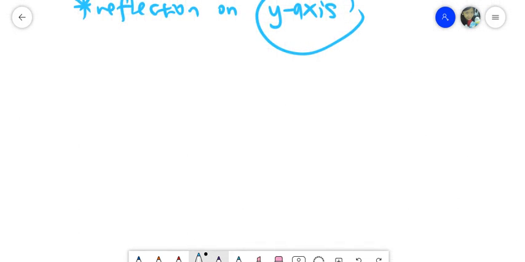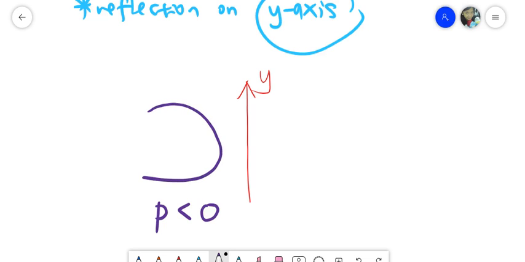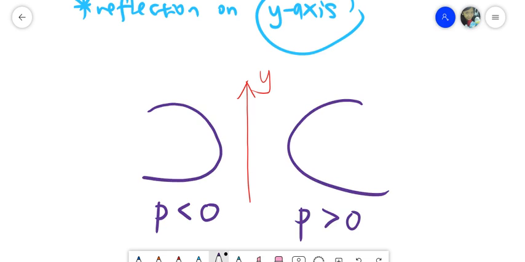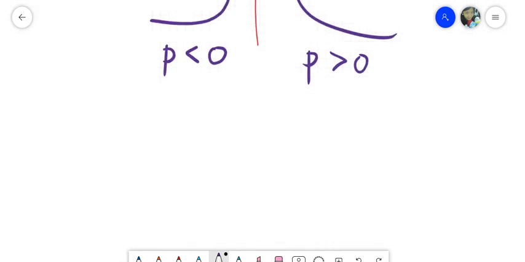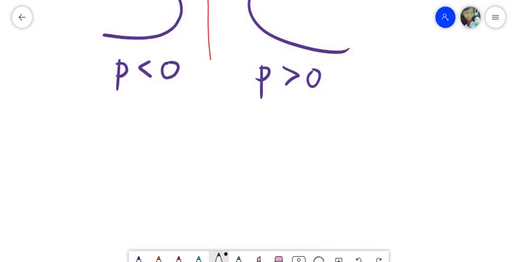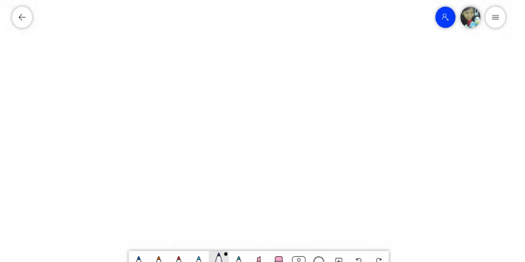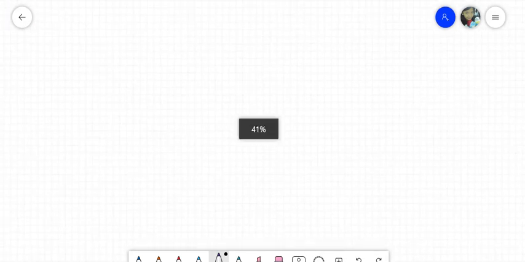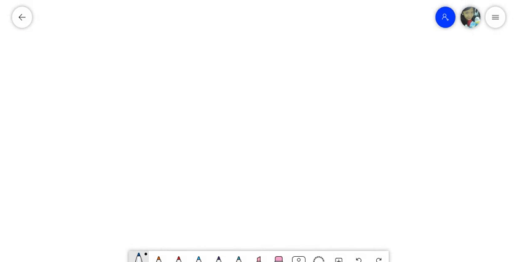Before that, your y-axis will be like the mirror. The position of the parabola is based on the p-value. If your p-value is less than 0, it will be turning to the left. If your p-value is positive, it will be turned to the right. So this is how it goes. Let us start one by one.